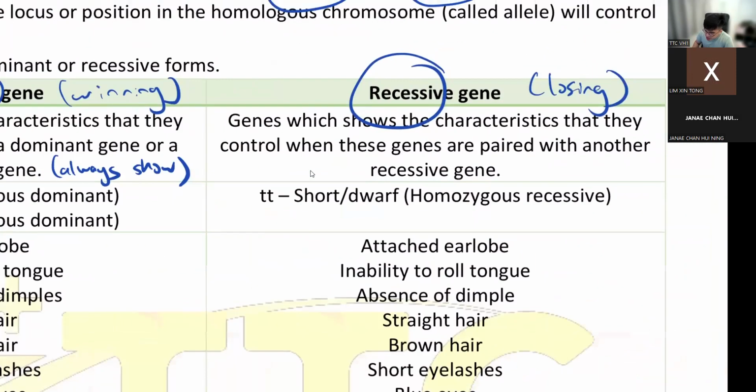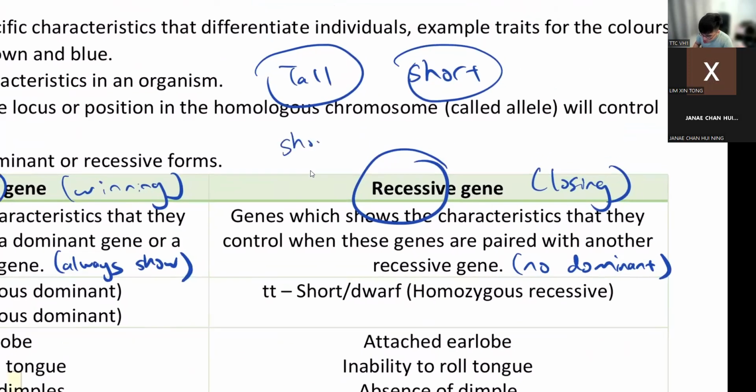And then the weak gene, the recessive gene, only shows the characteristic that it controls when it is paired with another recessive gene. When you pair it with another recessive, that means there's no dominant gene, only then will they show. In this case, if your dad gives you a short gene and your mom also gives you a short gene, any winning gene here? No. Both lose, so you'll be short. So you see, genes also need to fight.